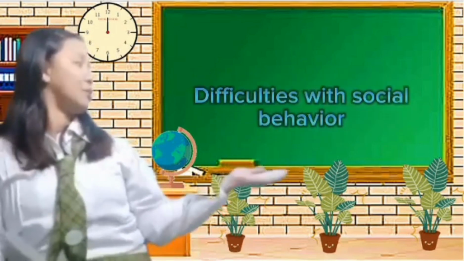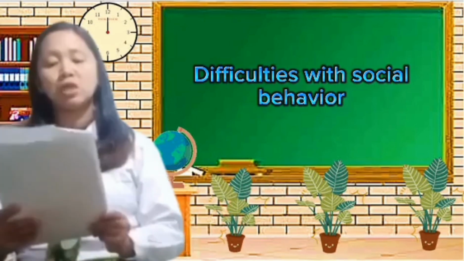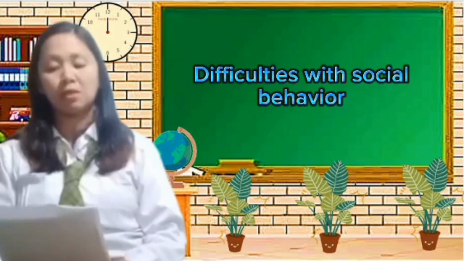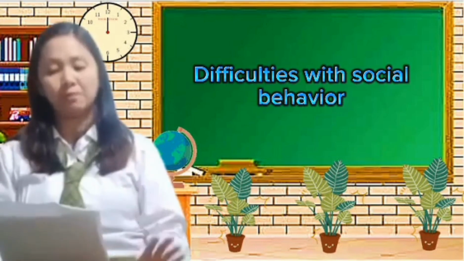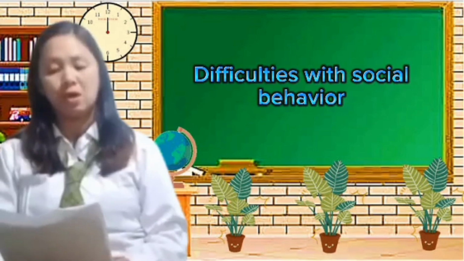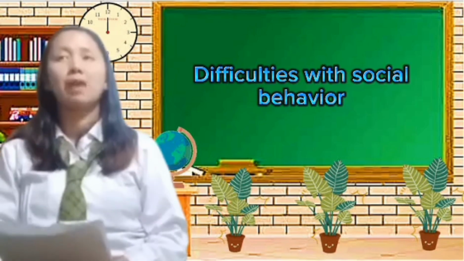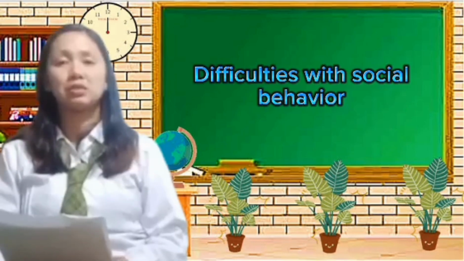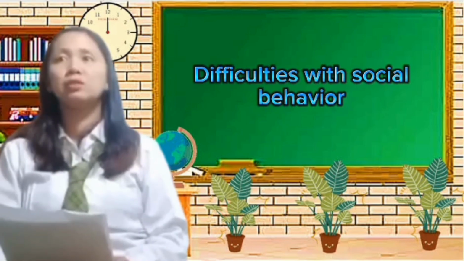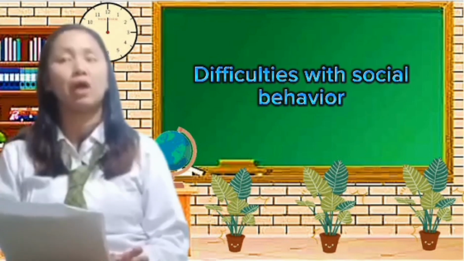And the last one is difficulties with social behavior. Social behavior such as being unable to remain on task for a specified length of time, being physically active, screaming and crying excessively, having no friends, and showing inappropriate emotions. They may lack the social and emotional skills necessary to handle peer pressure. They may have trouble knowing how to interact appropriately with others.